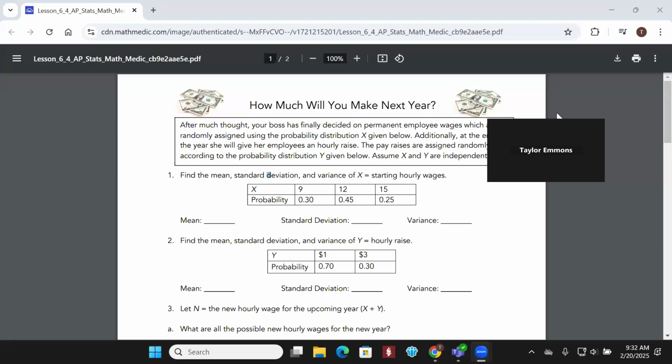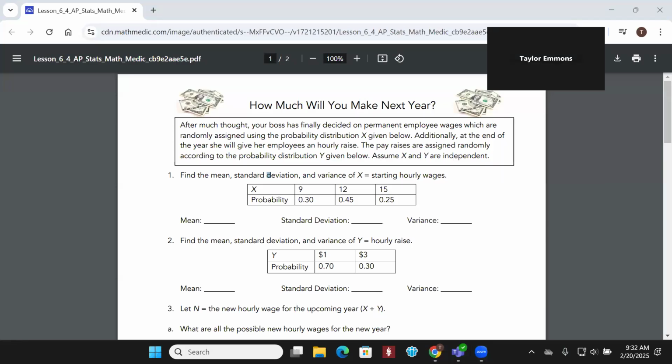After much thought, your boss has finally decided on permanent employee wages, which are randomly assigned using probability distribution X given below. Additionally, at the end of the year, she'll give an employee an hourly raise. The pay raises are assigned randomly according to the probability distribution Y given below. Assume X and Y are independent.